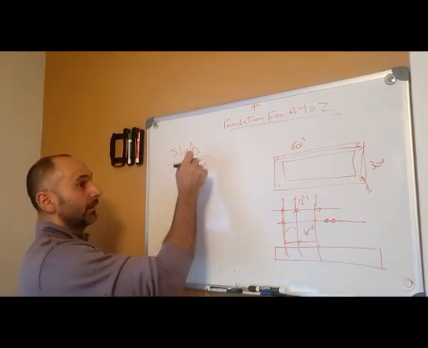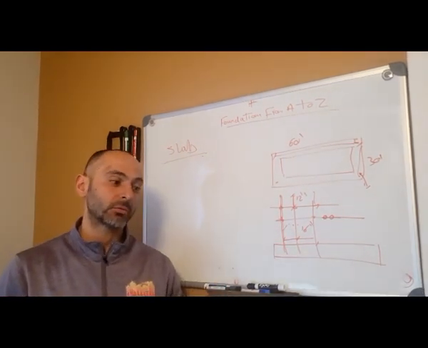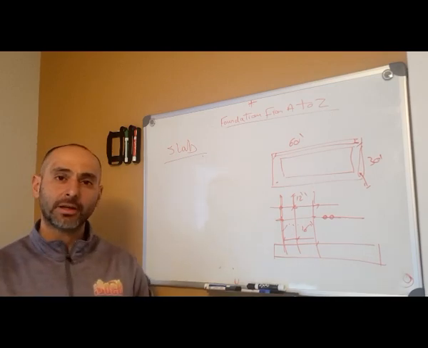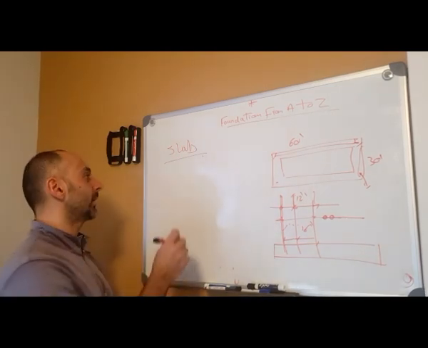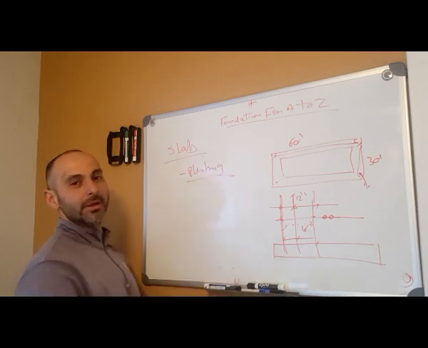Slab is very easy. You're going to choose the elevation again before you put the slab. You're going to put expansion joint. The most important thing for the slab is the plumbing. Okay, don't forget the plumbing.